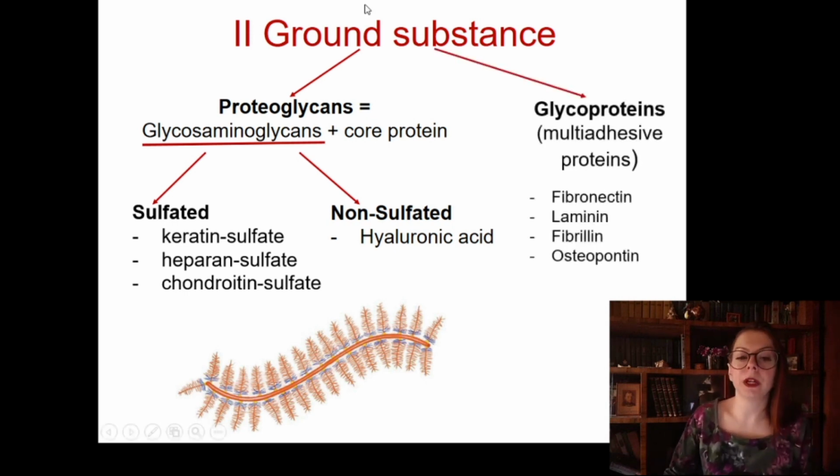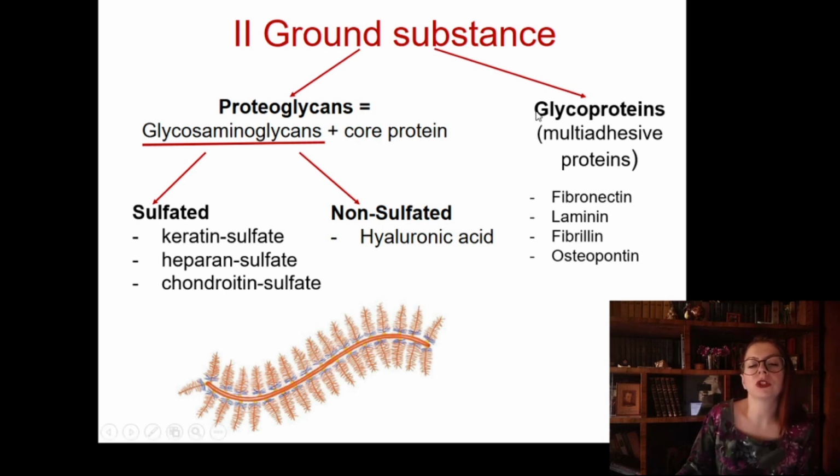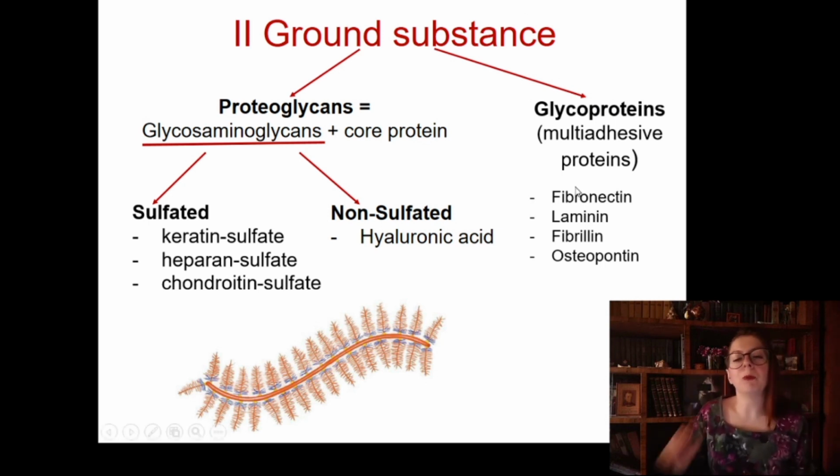Okay, and we have to say that another group of ground substance molecules are glycoproteins, or multi-adhesive proteins. They are called glycoproteins because they have protein in the center of the molecule and short branched sugar glycan added to the protein. So here protein prevails while sugar plays a secondary role. It is a small part of this molecule. Those molecules are called multi-adhesive because they help cells to adhere to the extracellular matrix.